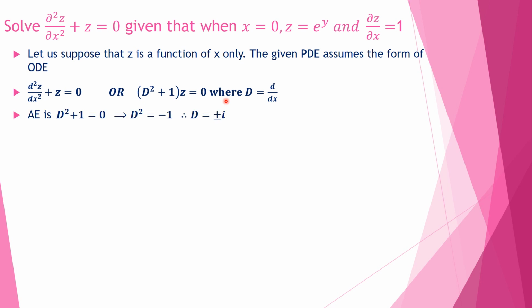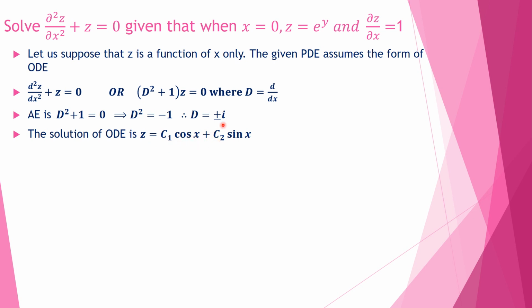The auxiliary equation is D² + 1 = 0. That means D² = -1, or D = ±i. So if D = ±i, we know how to write the complementary function, since the right side is 0, a homogeneous differential equation. So the solution of this ordinary differential equation is z = c1 cos x + c2 sin x.